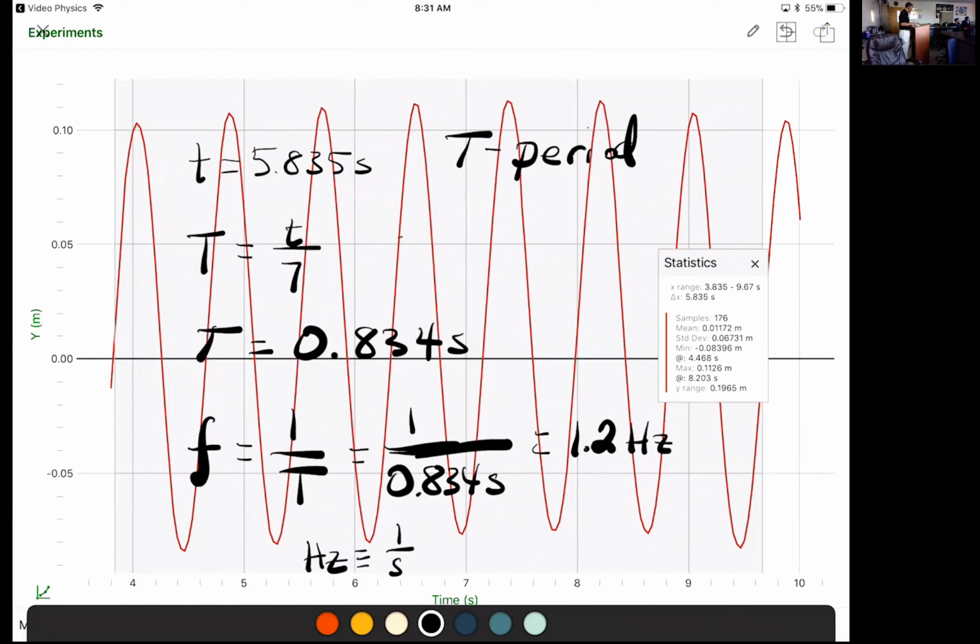So I'm going to stop right there. I'm going to stop right there for this day.